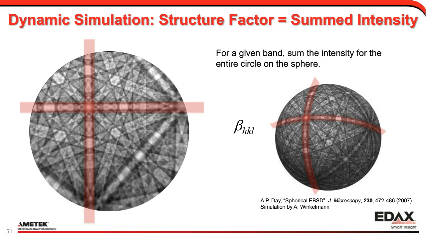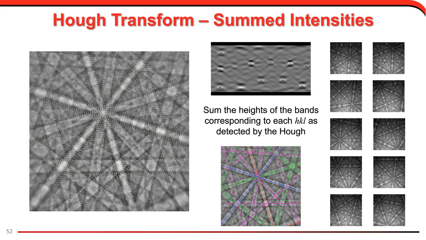So it's a little bit different than using the structure factor. So we go into the simulated patterns, albeit on the sphere, and get the full summation. Now for the Hough transform, we're going to use the most intense bands, and I'll come back to this a little bit, as found by the Hough transform. So we do this with a set of patterns, and we get some results.